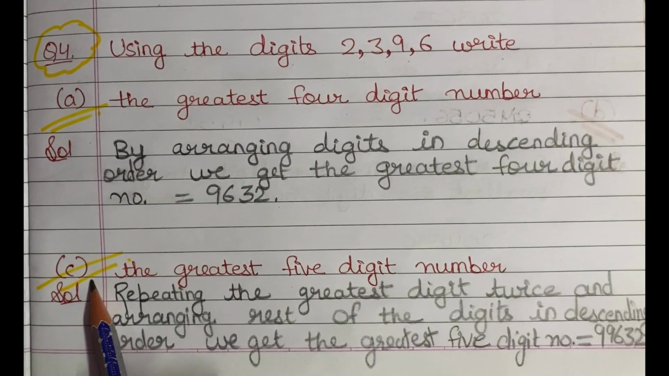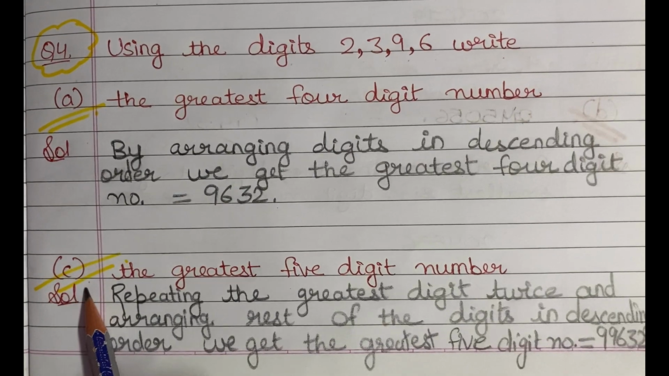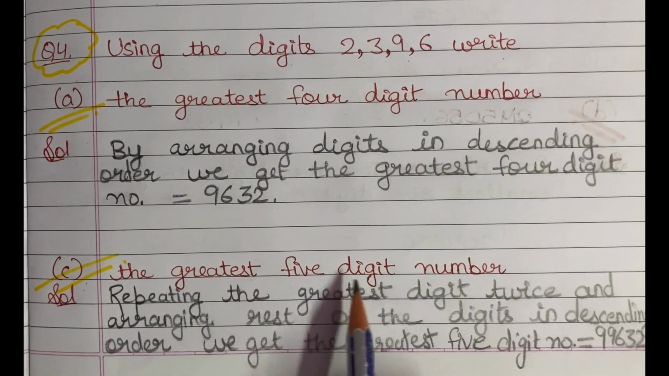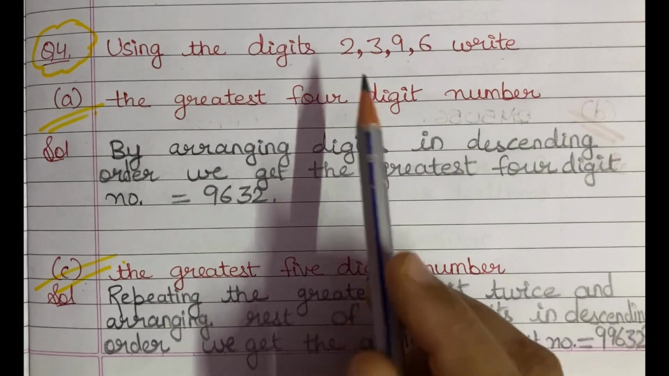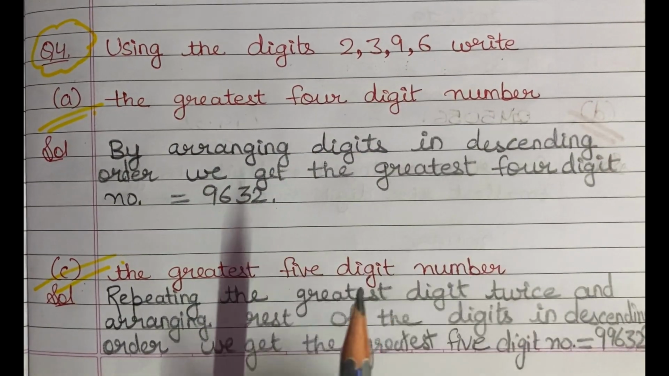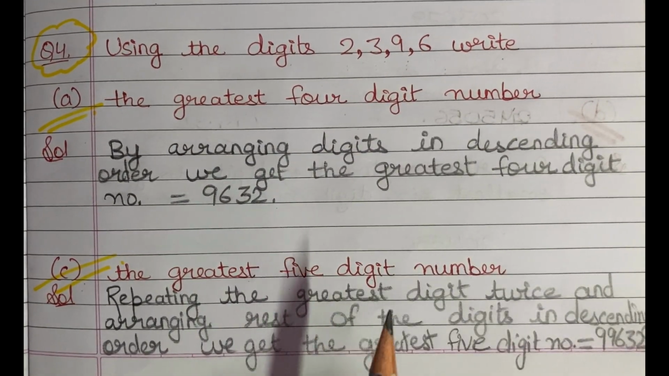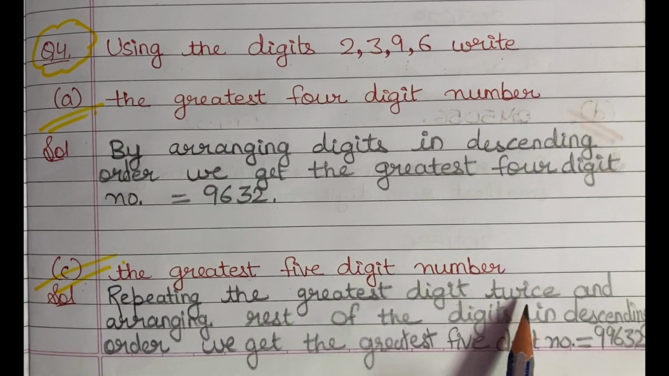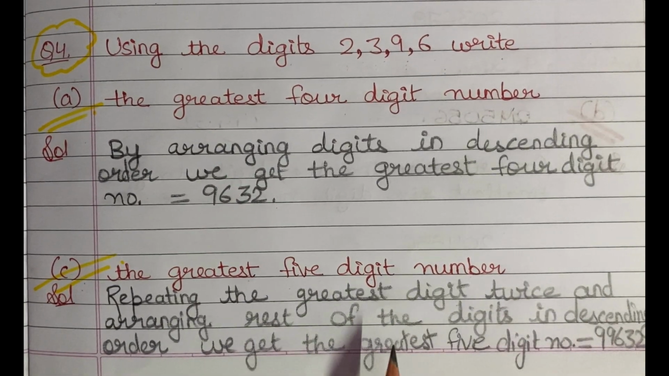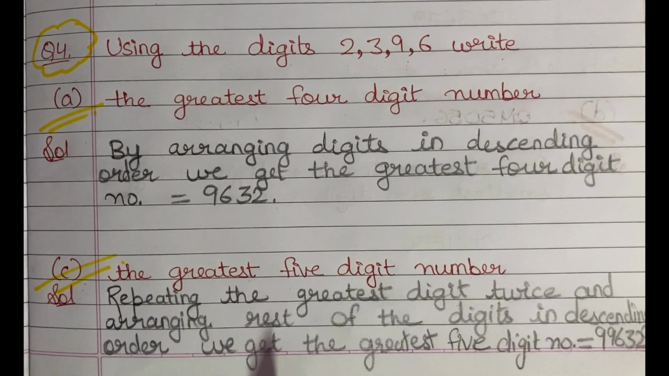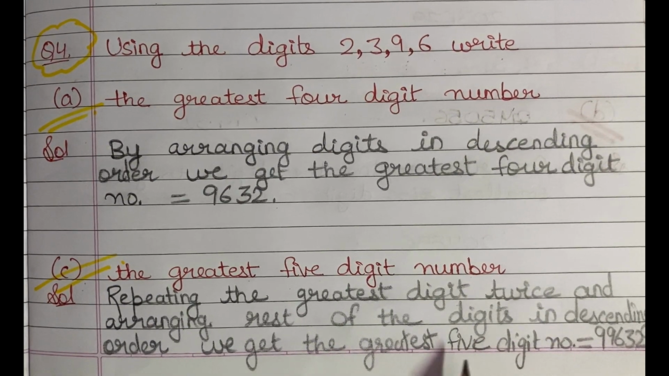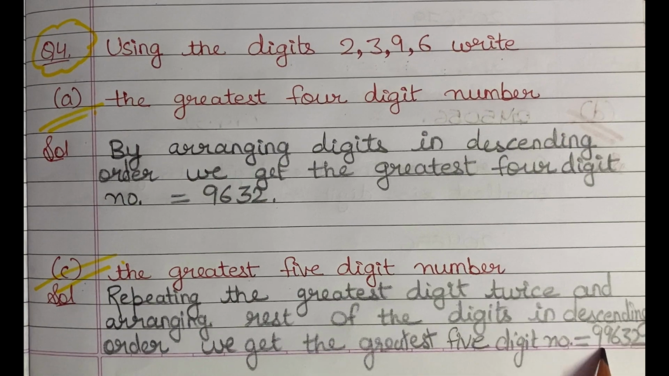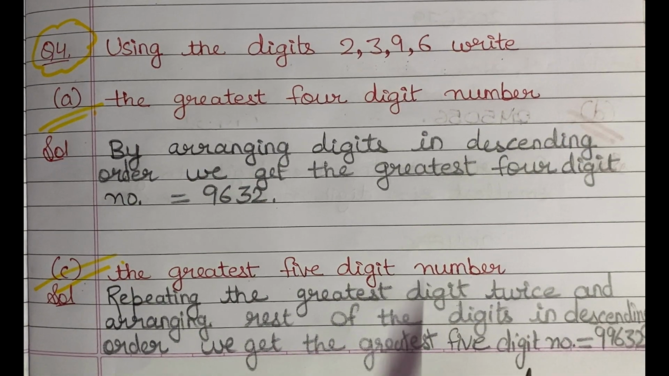Next is C part of the same question, and it says that write the greatest 5-digit number using the digits 2, 3, 9, 6. Now here we want to write a 5-digit number, but the number of digits given to us is 4. So what we will do, we will repeat the greatest digit twice and arrange the rest of the digits in descending order, and on doing so we will get our greatest 5-digit number as 99,632. Hopefully it is also clear to you.